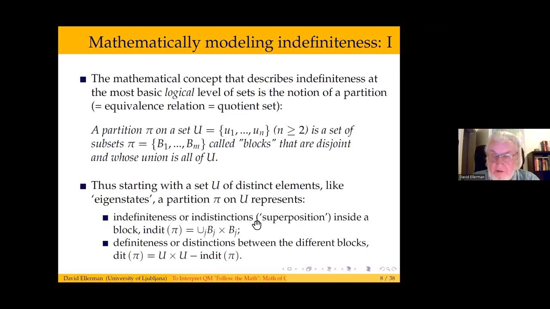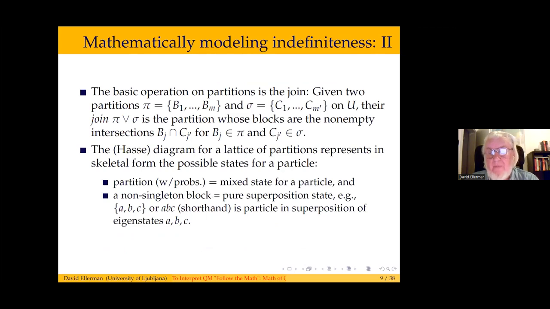So the indistinctions, and this is where superposition comes in, are inside a block. The indistinction set of pi is just the union of all the blocks times themselves, and the difference, the distinction set or dit set, is all the pairs in U cross U that are not in the same block. So these are two fundamental notions that we'll see a bit more of later on.